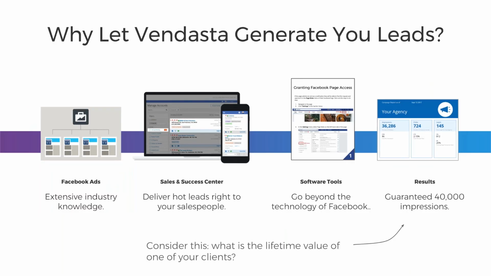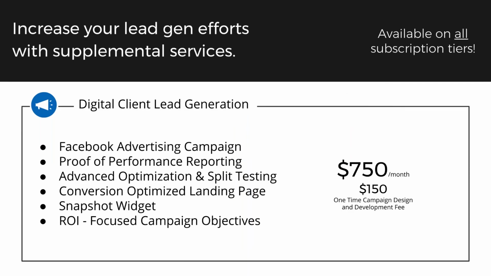So why let Vendasta do this for you? We guarantee 40,000 impressions with this. We use specific targeting on Facebook. We find that works very, very well for a lot of our clients to go Facebook only and advertise only to particular sets of clients or prospects on Facebook. And of course, we get that hot lead notification system that allows salespeople to be notified. The cost of this is roughly $750 per month with a $150 campaign development fee.